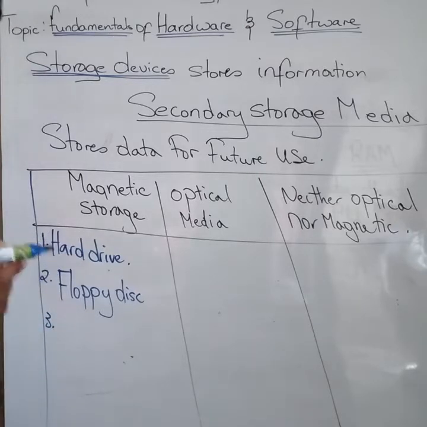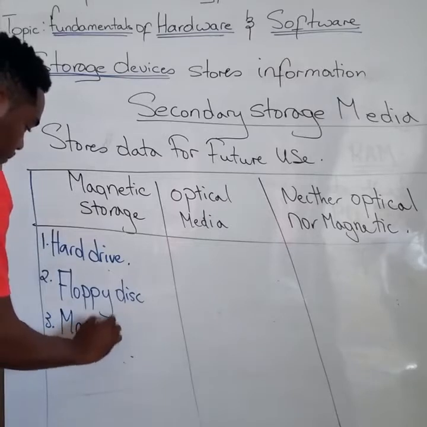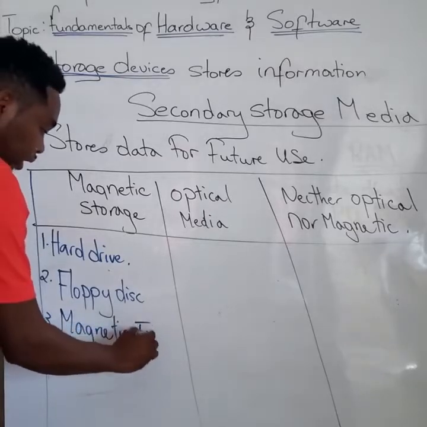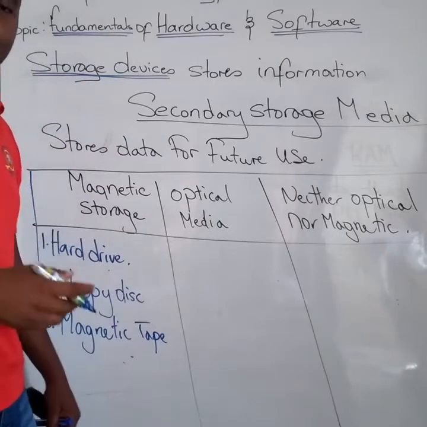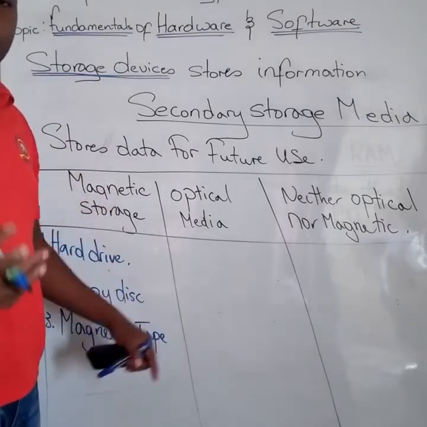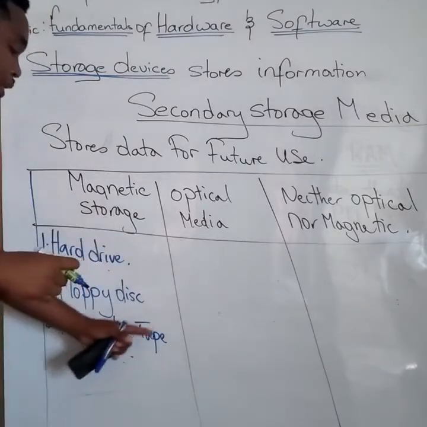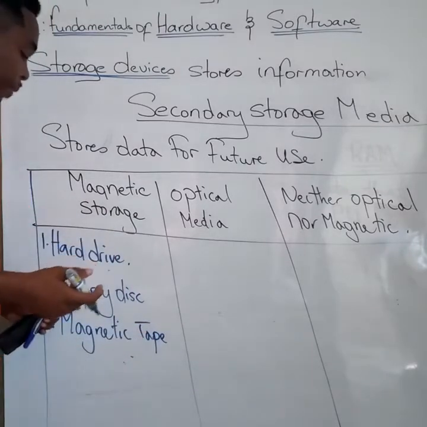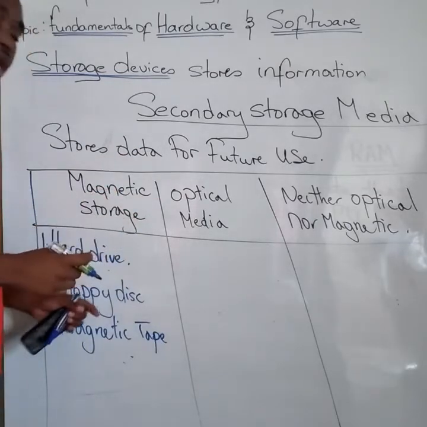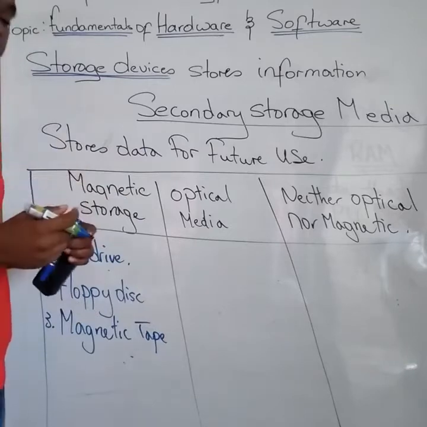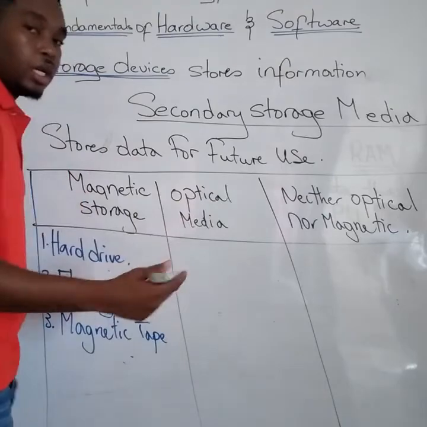We also have another one which we call our magnetic tape. The magnetic tape is similar to what we call our first time cassette VCR record, right? The magnetic tape is made up of magnetic material also. The floppy disk would be similar as a thin flat disk which we use to store a small amount of data. Then we have our optical media.